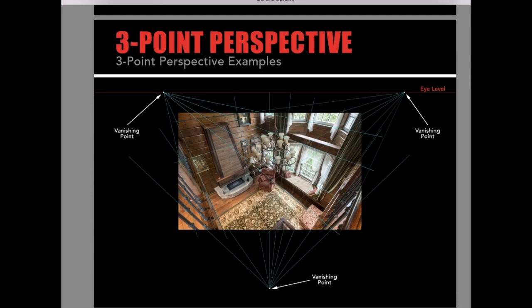And then our last vanishing point, again, is below this image because we are from above looking down. So the vanishing point is below. If you were drawing an image where you were looking up at something, this would simply reverse, right? So the eye level line would drop down to the bottom and your vanishing point would be up above the image.